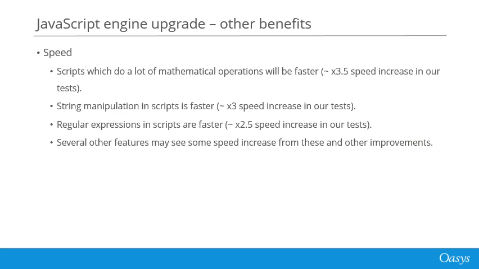As well as less memory, another major advantage with the new engine is speed. From the test that we performed, many of the core JavaScript features such as maths operations, string manipulation, and regular expressions are significantly faster. Also, other things that use these features, such as reading files and extracting data, will also see some speedups. Note, however, that these speedups are for core JavaScript features, not for everything in Primer.